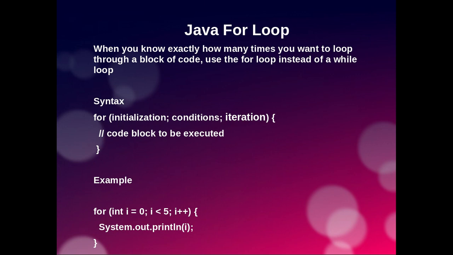For example, here we discuss: int i = 0; i < 5; i++, and in the code block we specify System.out.println(i). This example is used to print the numbers from 0 to 4, because we have mentioned the condition i less than 5. So it will execute the loop 5 times, starting with 0 up to 4.